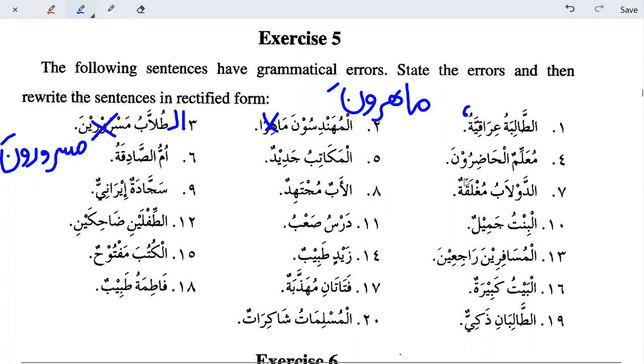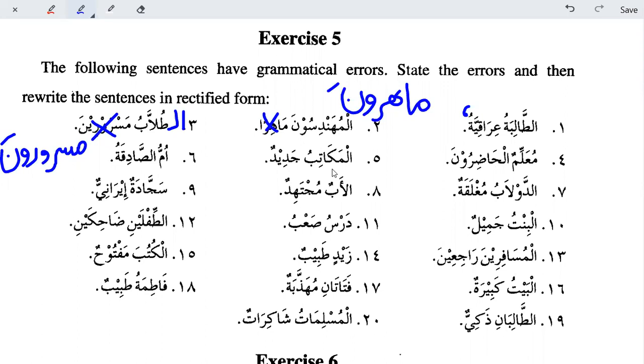Muallimun al-Hadirun. What is the mistake here? The first Muallim should be Muallimun. Al-Muallimun. So, al-muallimuna hadiruna. You don't need alif lam. Yes, you remove alif lam from hadir. Then next.